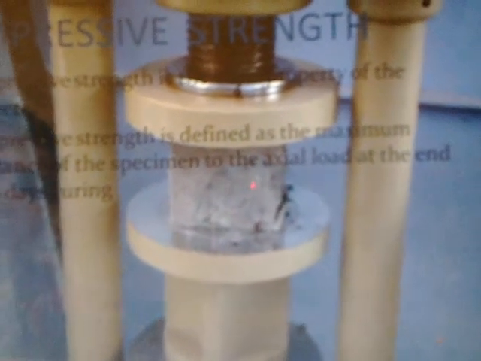And the compressive strength. Compressive strength is the basic property of the concrete. Compressive strength is defined as the maximum resistance of the specimen to the axial load at the end of 28 days curing.